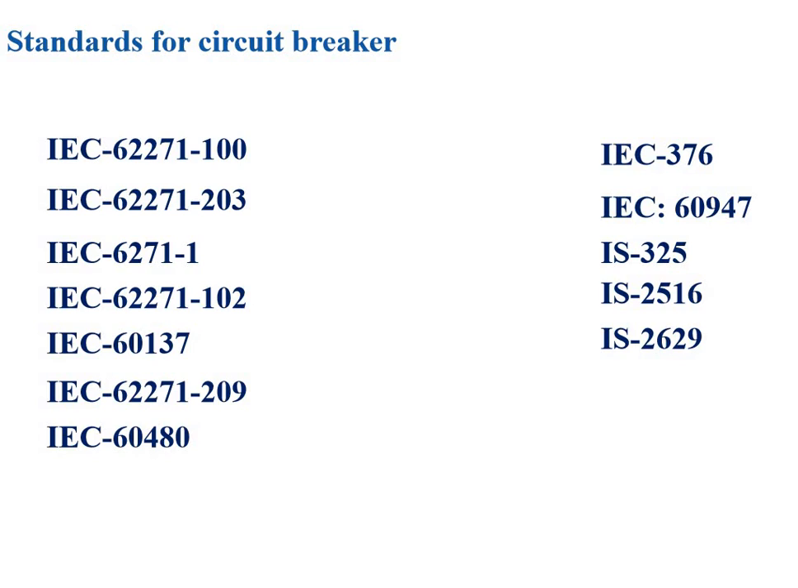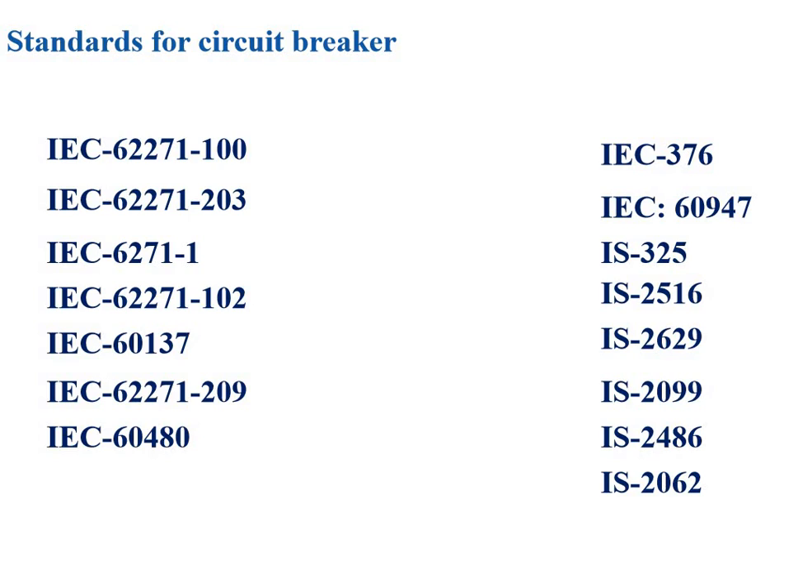Then IS 2629 is the recommended practice for hot dip galvanizing of iron and steel. Then IS 2099 is for the high voltage porcelain bushing. Then IS 2486 is the specification for clamp connection of the circuit breaker. And then IS 2062 is used for the hot rolled medium and high tensile structural steel, which are used for the circuit breaker installation. So these different standards are used for the circuit breaker.